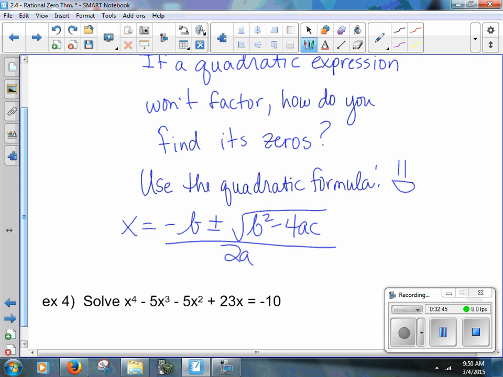Winston, is that right? Negative b plus or minus the square root of b squared minus 4ac, all over 2a? Yep. Okay? It'll always work if it's an x squared term, y'all.